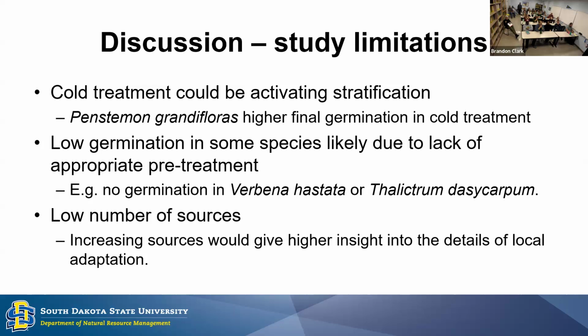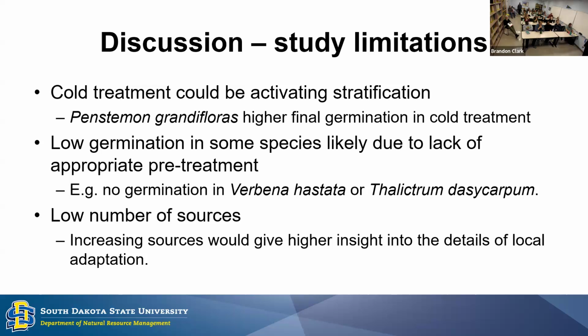Some limitations of the study. We saw that cold treatment could be acting as some type of stratification, like cold stratification, for Helenium grandiflorus, the one species that had higher final germination in the cold treatment. We think that maybe that cold treatment, which I think had a low of 4 degrees Celsius, might have been low enough that it was activating that stratification, whereas the other sources might not have been getting low enough temperatures. And we saw an increase in germination due to that.